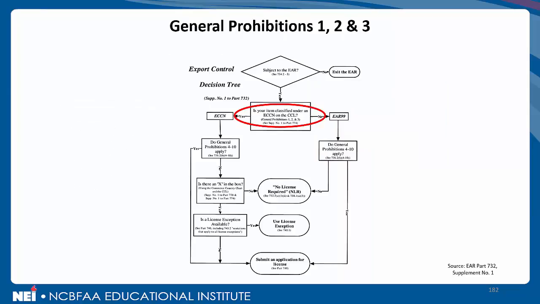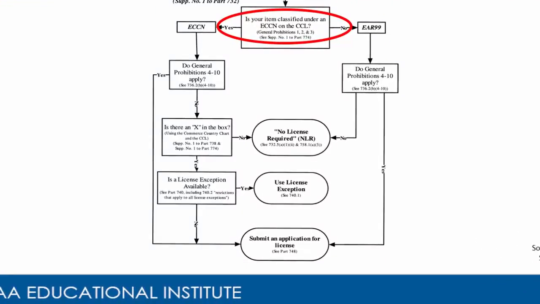Now we're going to bring up our decision tree again and reiterate this whole idea of, is our item classified under an ECCN on the CCL, and general prohibitions 1, 2, and 3. That's what we're going to be talking about here. And like any decision tree, the answer to a question, and it's binary, it's a yes or a no, will lead us in different directions. We'll get more into those directions later on. But ultimately, just to move ahead a little bit, we're looking at 3 different scenarios, and you'll see them in the middle here. The first one is no license required. We'll talk more about that later on.